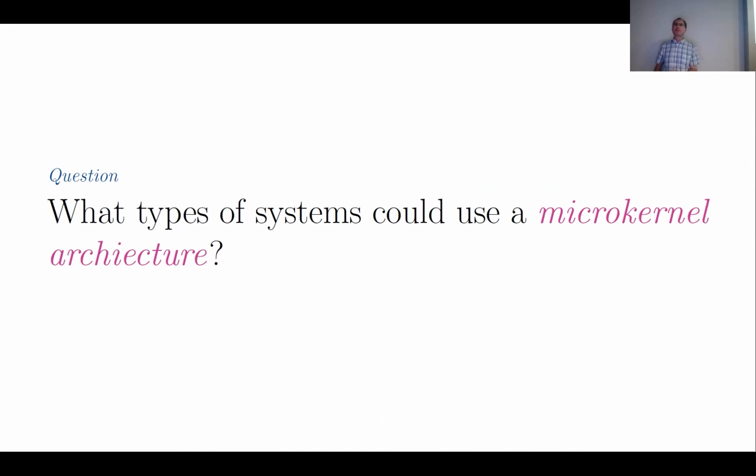So what other types of systems? We mentioned VS Code, IDEs, some operating systems, web browsers. What other types of systems could use a microkernel architecture?